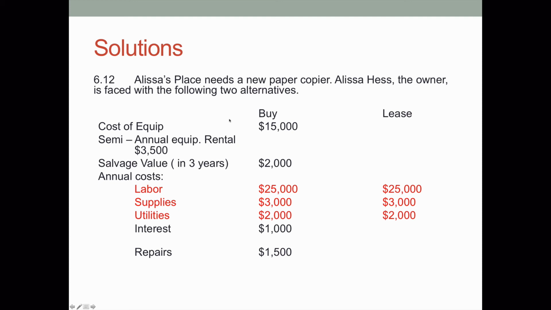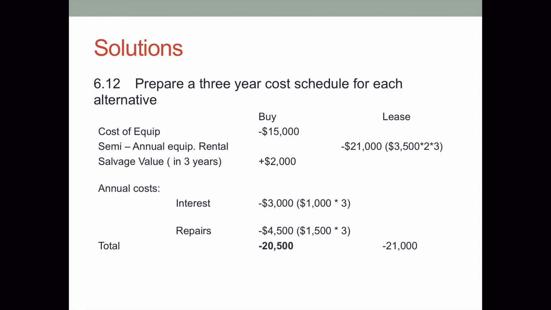Again, we need to look at some of the parameters of the question. Semi-annual is twice a year. This is a 3-year time horizon, and these are annual costs. Okay, so let's go ahead and do a cost schedule. If we buy the equipment, it costs us $15,000, so it's a negative $15,000 because it's money going out. If we lease it, we take the $3,500, multiply it by 2 for semi-annual, and then multiply it by 3 for 3 years, we get $21,000. And that's actually our only cost that we need to evaluate for the lease option.